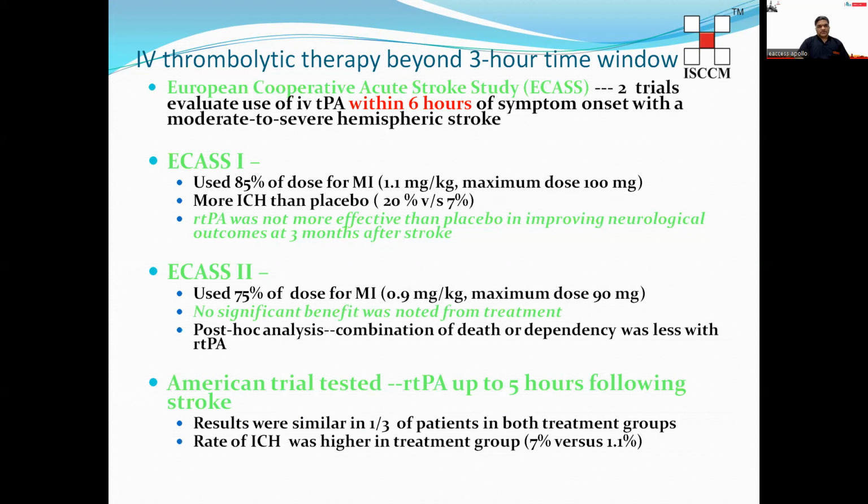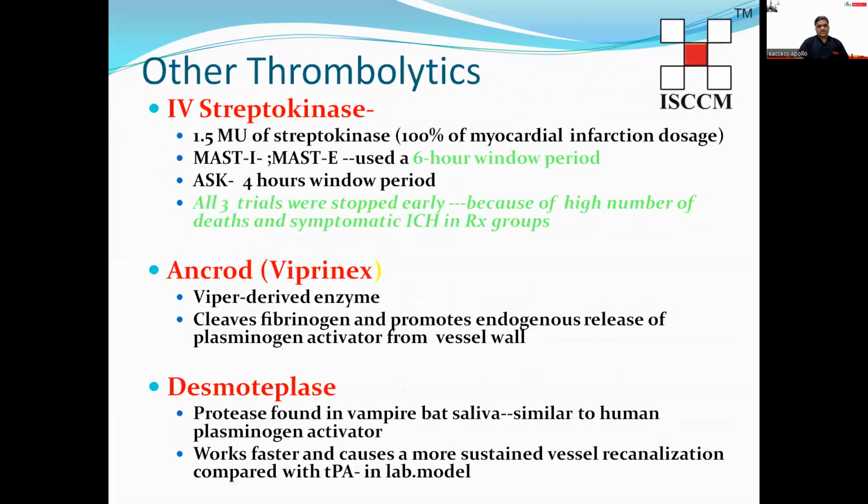ECASS 2 used 0.9 mg per kg, maximum dose 90 mg. No significant benefit was noted from treatment. Post hoc analysis showed the combination of death and dependency was less with rt-PA. The American trial tested rt-PA up to 5 hours following stroke. Results were similar in one third of patients in both treatment groups. The rate of ICH was higher in the treatment group, 7% versus 1.1%.